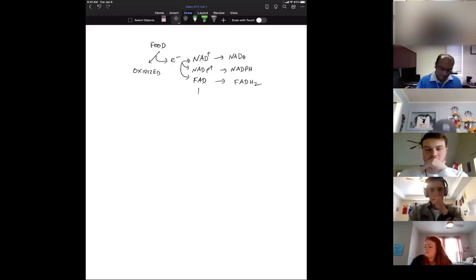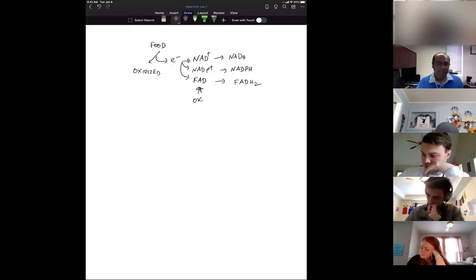Right, so these are oxidized cofactors. Okay, that is why they can take the electron. And then once they have the electron, then they become reduced. So these are reduced.